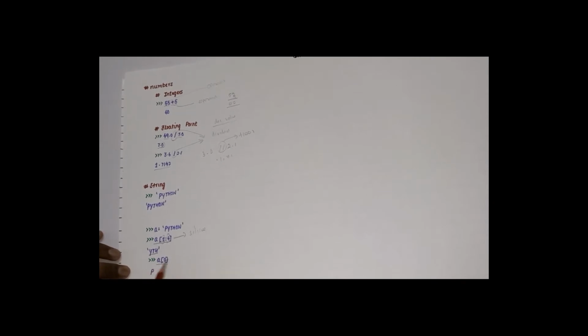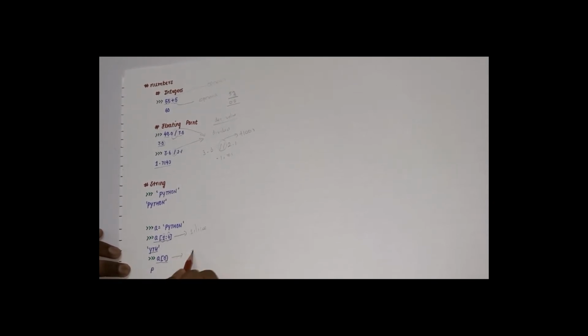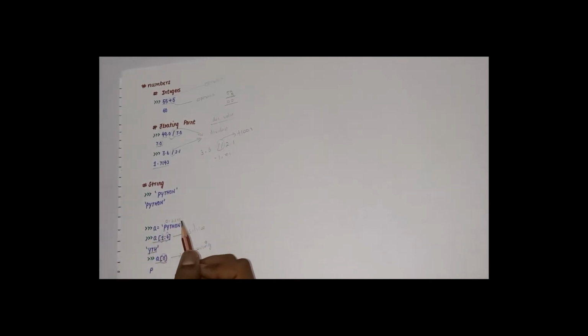Next, this refers to a of 0. Its syntax is a of x. Any index value can be passed through it. 0 is the first element. Here the first element of a is p, so the answer is p.